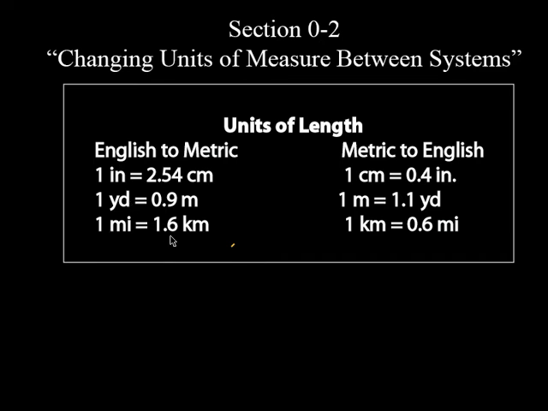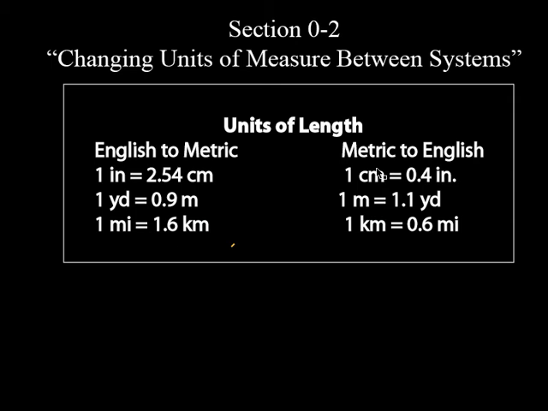A mile is a little more than 1.5 kilometers. Remember, we measure distances our cars travel in kilometers. So 1 mile is 1.6 kilometers, which means a mile is bigger than a kilometer. It takes a little more than 1.5 kilometers just to make 1 mile. So 1 mile is bigger than a kilometer.